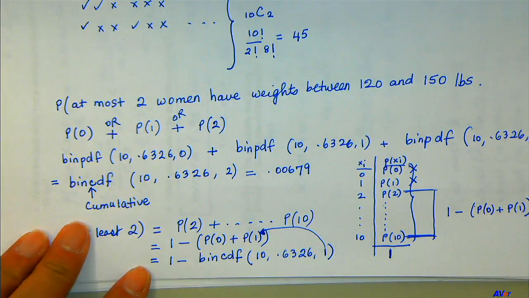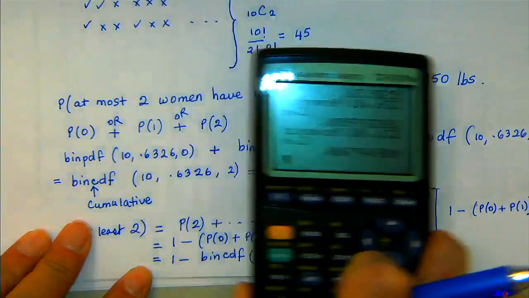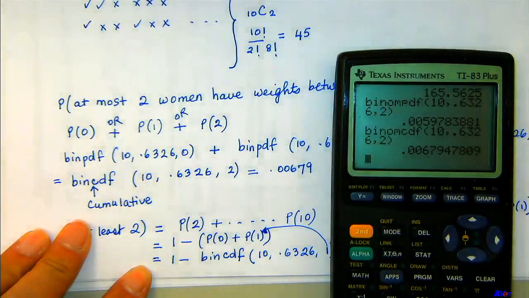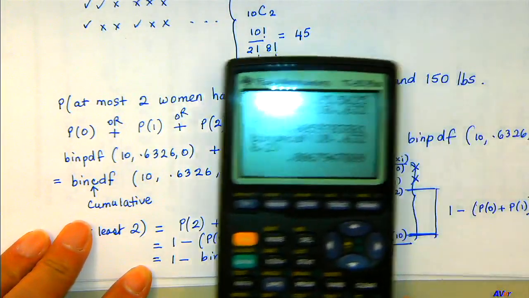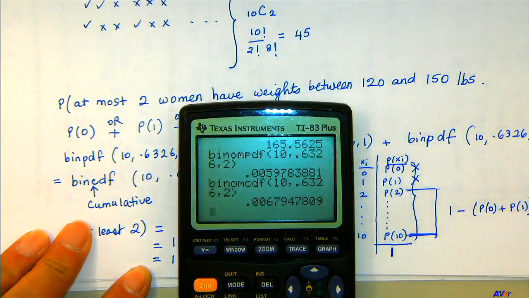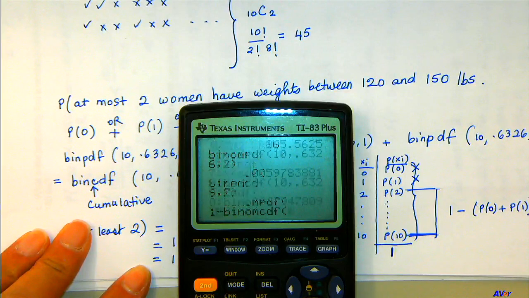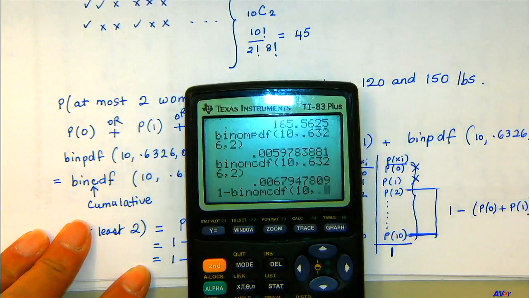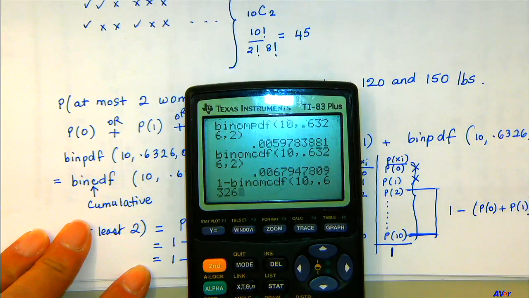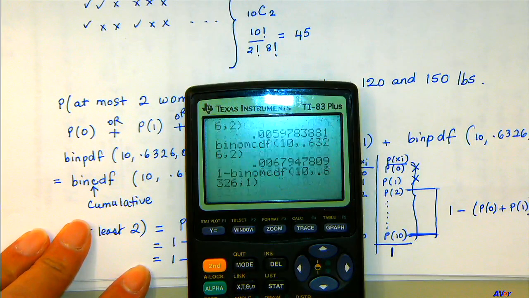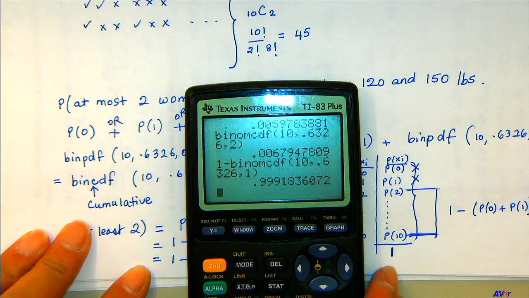So let's get an answer. Oops, put it where you can see it. 1 minus second Vars binomial CDF of 10 comma 0.6326 comma 1 is 0.9992.